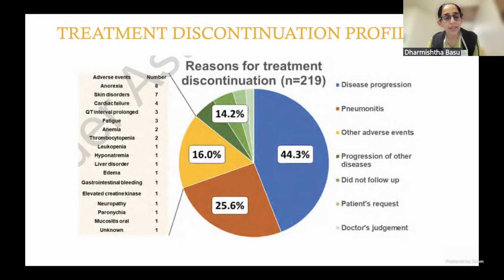Among the side effects that led to discontinuation of treatment in 16% of the cases, the most common were anorexia and skin disorders. As we know, there could be a risk of rashes or paronychia with the use of osimertinib. Other causes evaluated are progression of other diseases, did not follow up, patient's request, and doctor's judgment, seen in 14.2% of the cases, and pneumonitis, seen in around 25.6% of these cases.